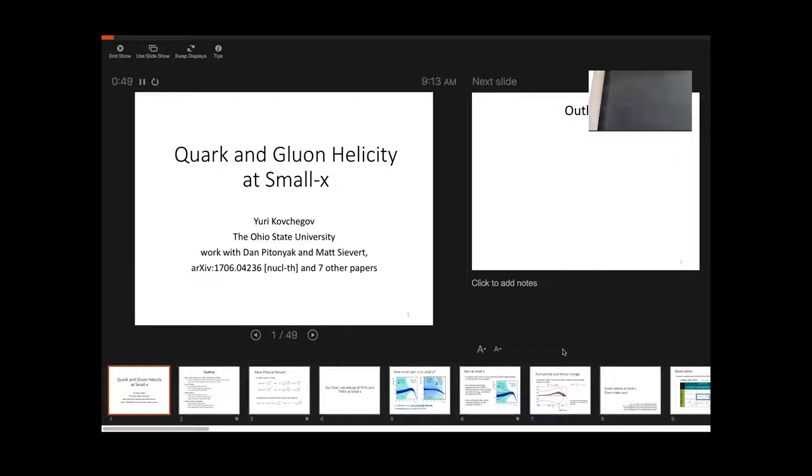And why this talk? Well, one reason is my collaborators, Dan Pitoniak and Matt Sievert, are not here and couldn't come to this program at all. Dan came in week two, but talked about his work on TMDs. Now, this talk is about spin, quark and gluon helicity mainly, but also about transversity at small x. And I gave this talk already in week three of the program for mainly spin audience.